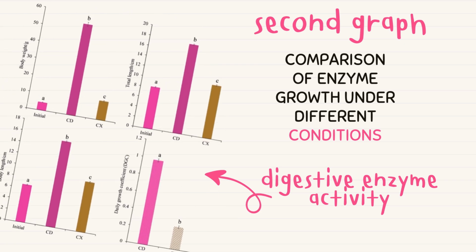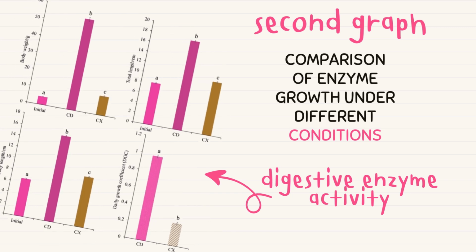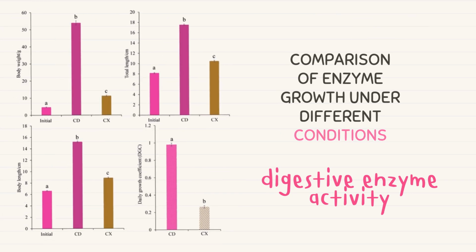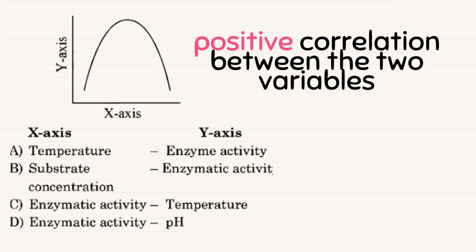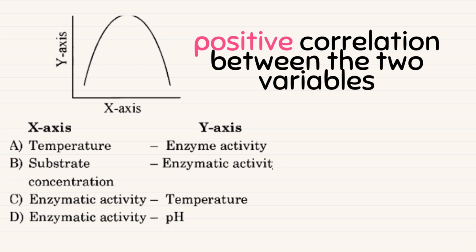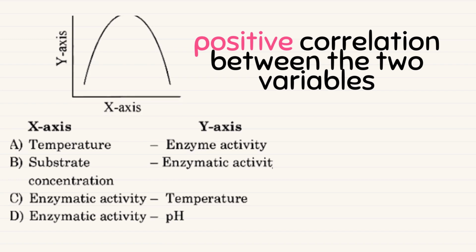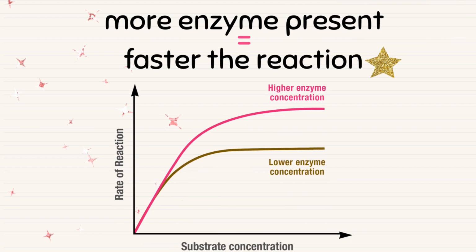Let's take a look at this graph, which shows the relationship between enzyme concentration and reaction rate. The x-axis represents the enzyme concentration and the y-axis represents the reaction rate. As we can see, the graph shows a positive correlation between the two variables. This means that as the enzyme concentration increases, the reaction rate also increases.